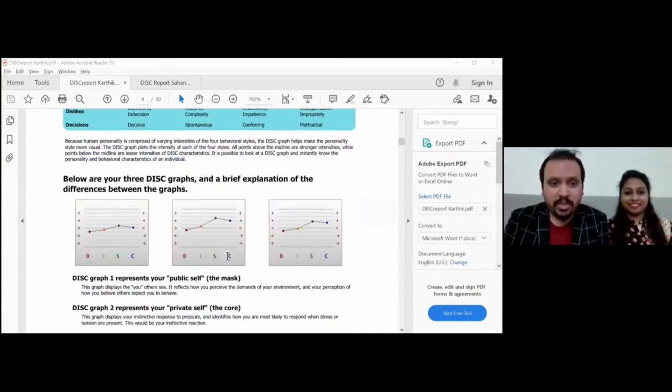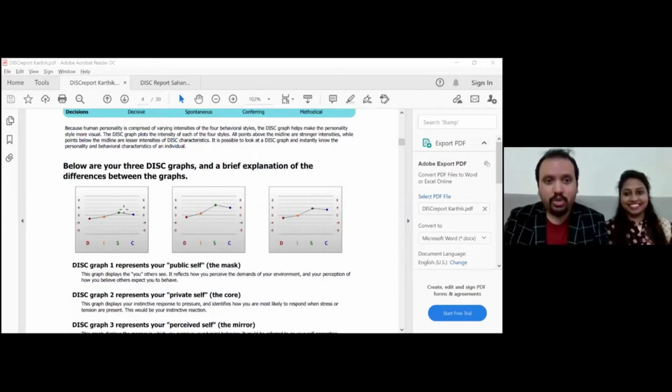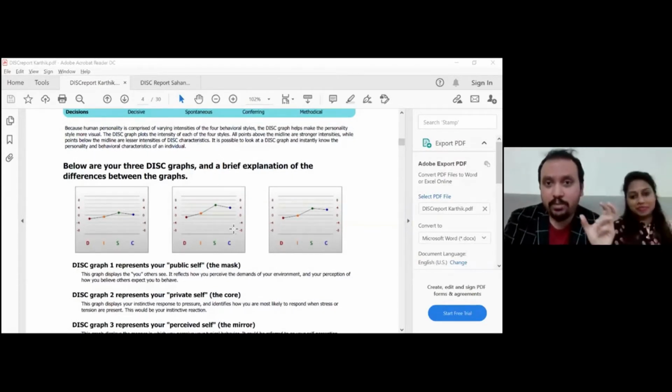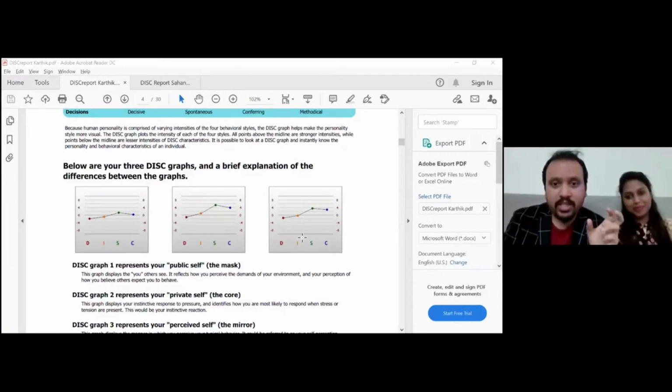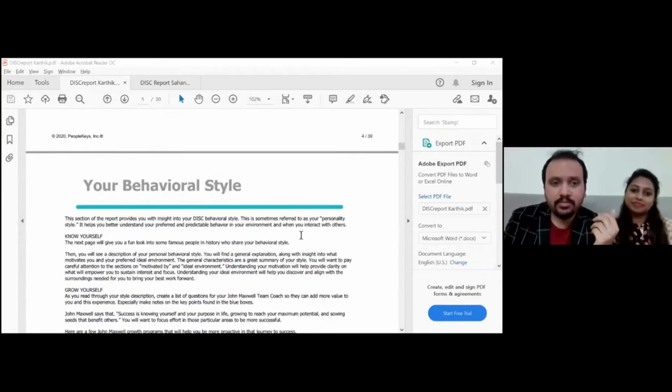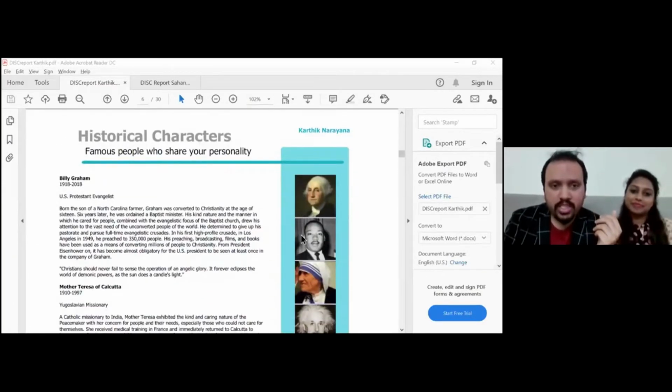If you see, this is my graph. The first one indicates how I react in public. The second one indicates how I behave under stress. And the third one indicates how I behave in private. That is normal.